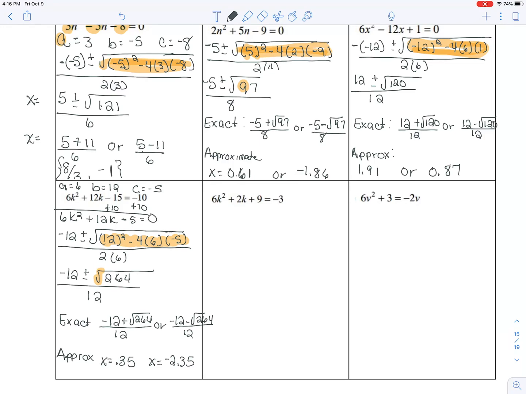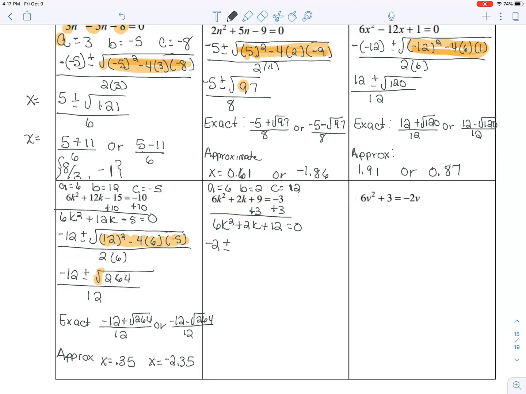You can put this in, okay? So now we're going to add 3 to both sides because we have to get it set equal to 0. So we get 6k squared plus 2k plus 12 equals 0. So A is 6, B is 2, and C is 12.